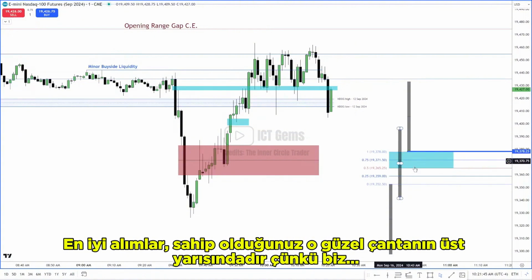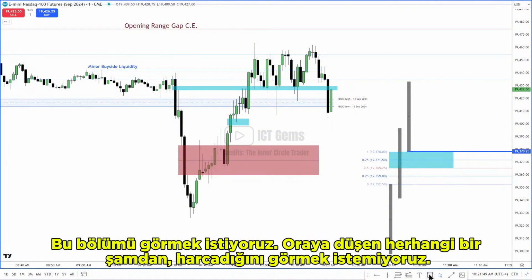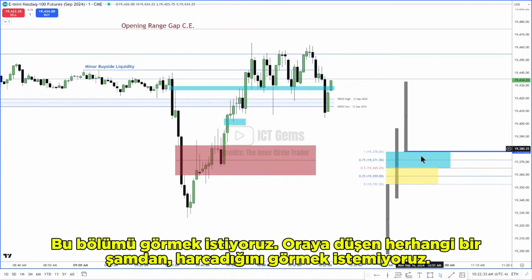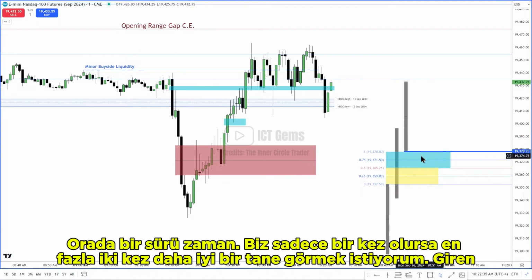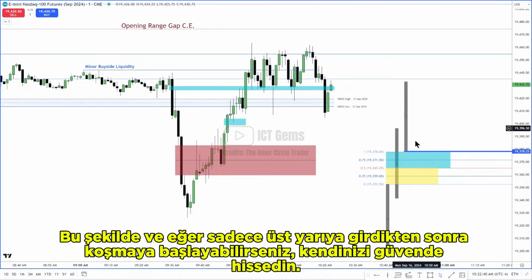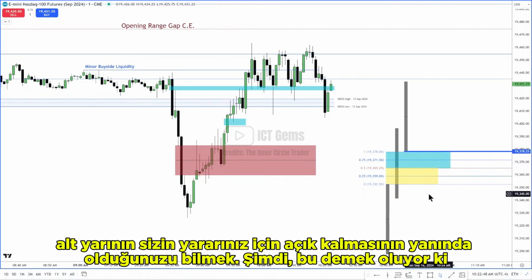So the best buys are in that upper half of that fair value gap because we want to see this portion, any candlestick that drops down in there, we don't want to see it spending a lot of time in there. We want to see one, at most 2 times, better if it's just once, entering it like that. And if it can start to run after going in just the upper half, feel confident that the lower half stays open for your benefit of knowing that you're on side.